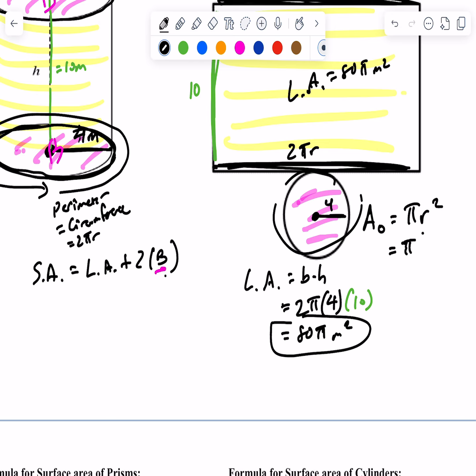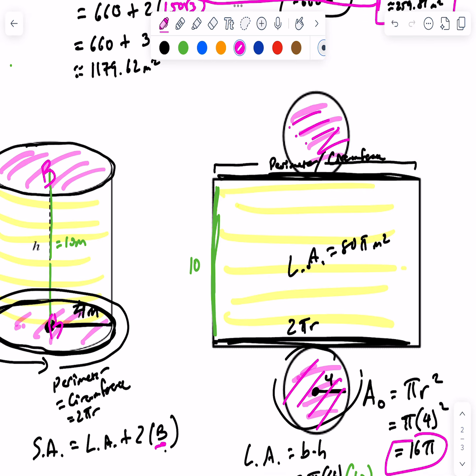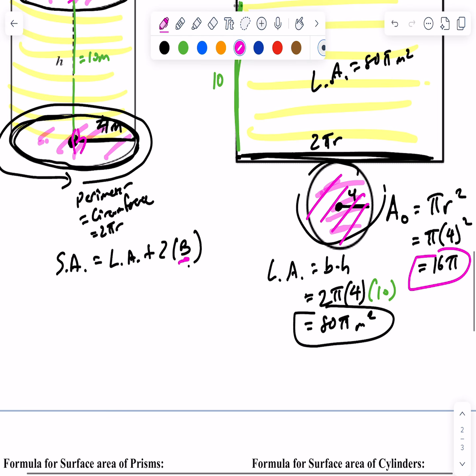For a circle, it's much easier. Pi times 4 squared. 4 times 4 is 16 pi. So again, we got 16 pi area here on the bottom and 16 pi on the top. We have two 16 pi's. So we're going to take this and plug it in right here.